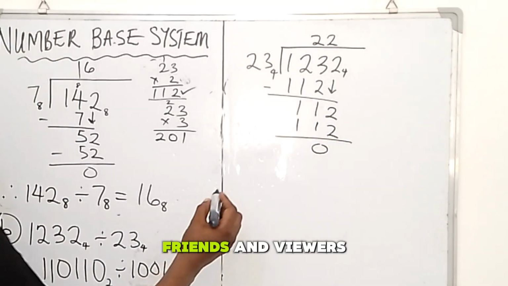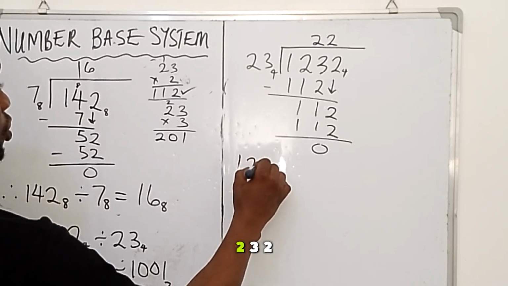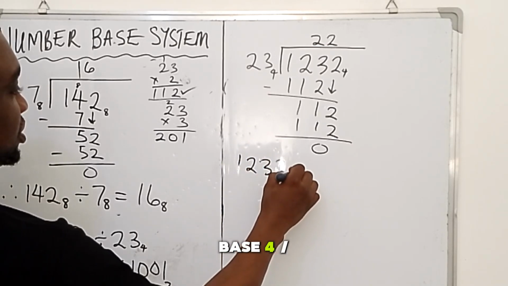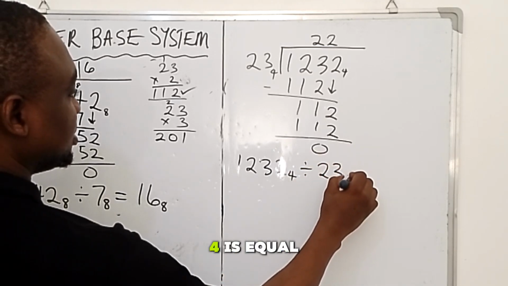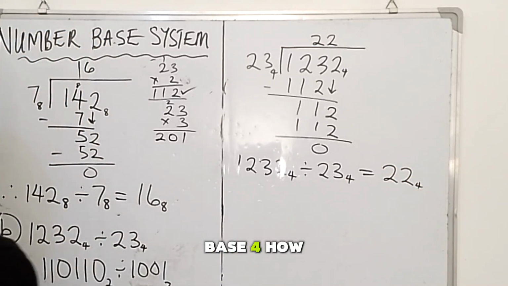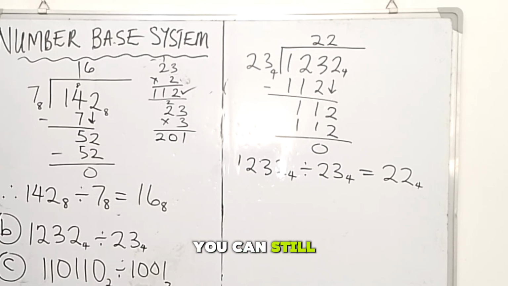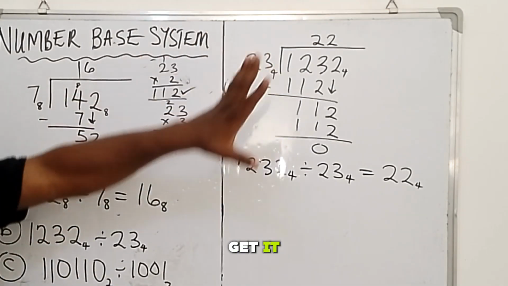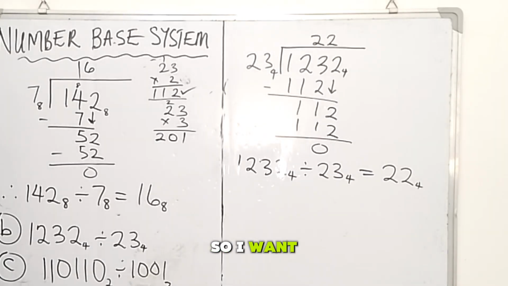So my dear students and viewers, 1232 base 4 divided by 23 base 4 is equal to 22 base 4. How is that? Of course, you can still use the expansion method and still get it. But our emphasis in today's class is on this division. So I want us to learn.